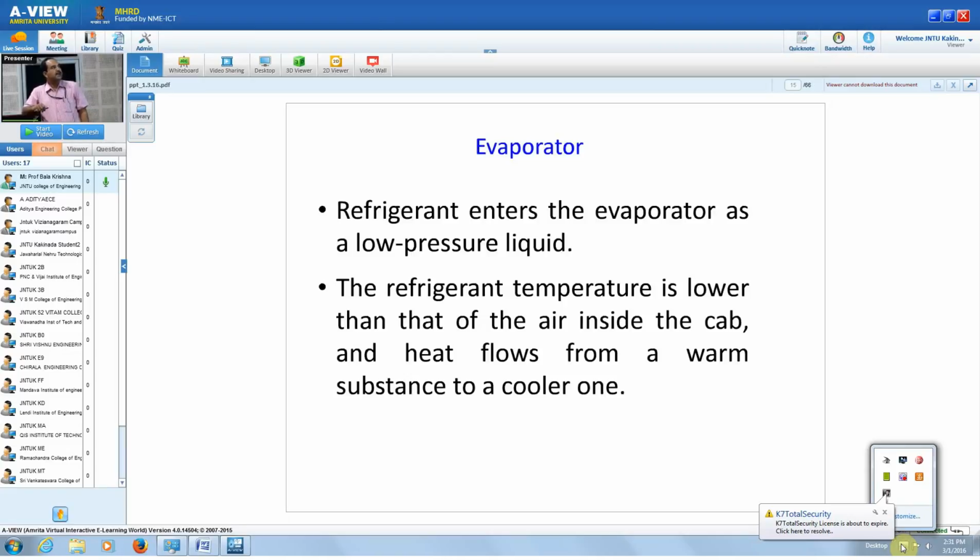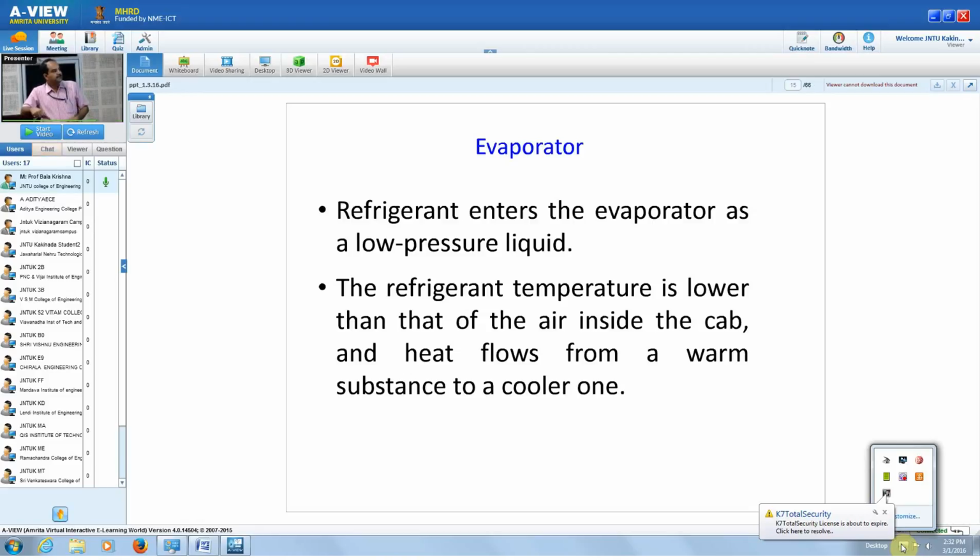Next. A refrigerant enters the evaporator as a low pressure liquid. The refrigerant temperature is lower than that of the air inside the cabin, and heat flows from a warm substance to cooler air. Meaning, this is the cabin, say the temperature may be T1. The temperature at the evaporator is very low, lower than this temperature. Right? That's the meaning.